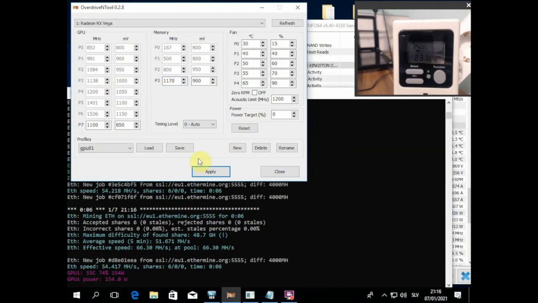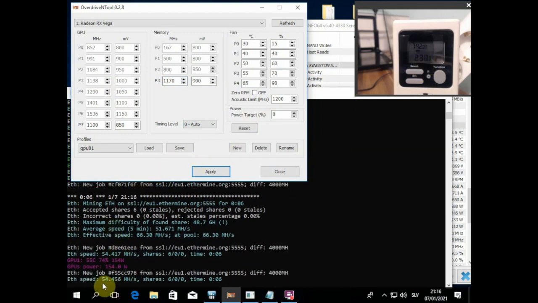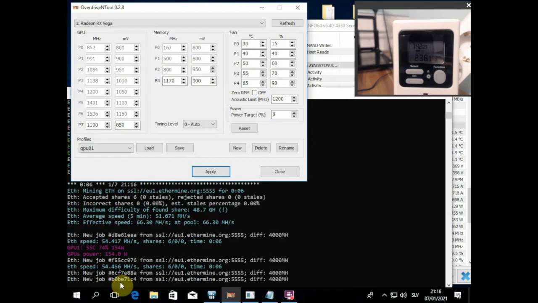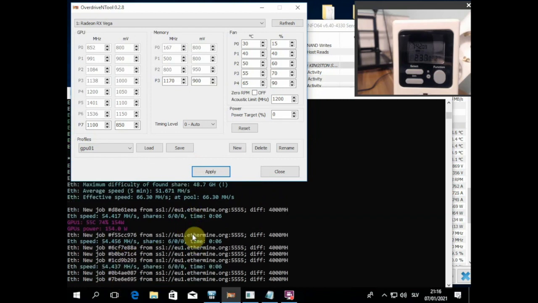Power consumption is going up. Also hash rates are going up, 54.4. This is good. Okay, I think we can try 1180.